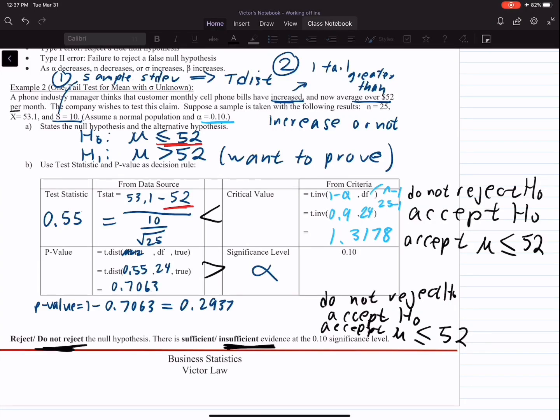And we have the same conclusion for the p-value and the significance level. P-value is greater than significance level, so p-value is 0.29, and your alpha is 0.1. So p-value is greater than alpha, so therefore, again, we do not reject H null, we accept H null, and we accept that the mean is less than or equal to 52. So when we do not reject H null, we have insufficient evidence, so they're in pairs. And that is example 2.